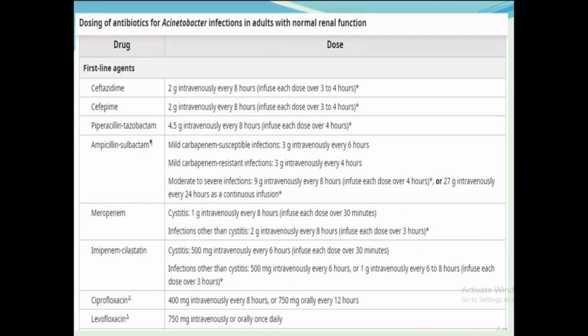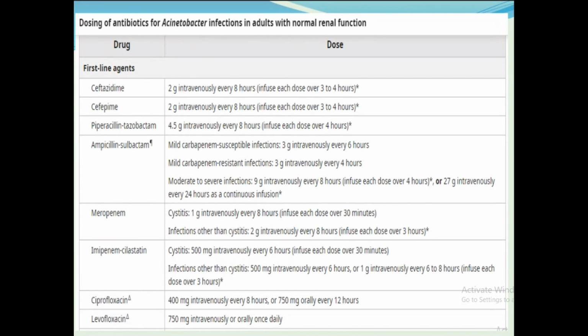So what does IDSA say? How to give the dosing of antibiotics for Acinetobacter infections in adult patients with normal renal function. The earlier choice was ceftazidime or cefepime or piperacillin tazobactam. Ampicillin sulbactam, on the other hand, was given as 3 grams intravenous every 6 hours for mild to moderate carbapenem resistance, leading up to 9 grams intravenously.